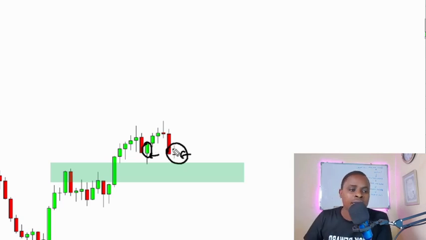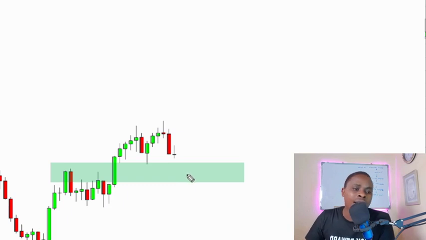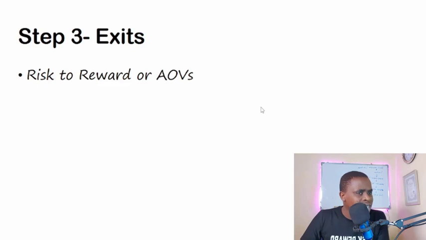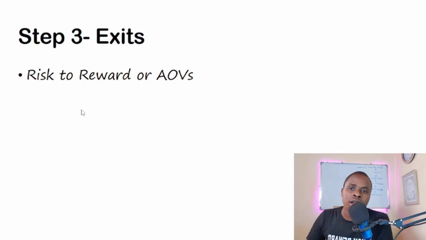But before you place the trade, there's one more thing that you need to identify, or that you need to understand, which is what is called the exit scenarios, right? So for exits, you are going to do two things. Number one, you can exit based on risk to reward ratio. Number two, you can exit based on area of values. For me personally, I like to use area of values.